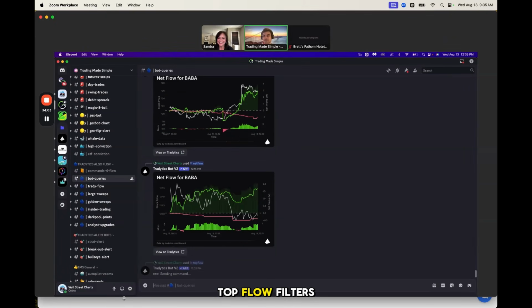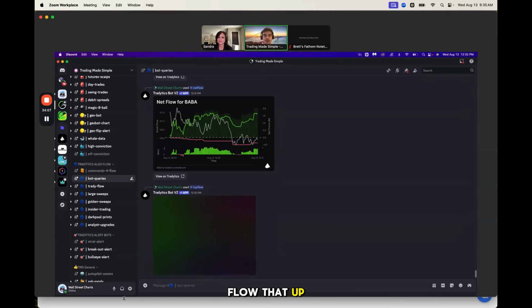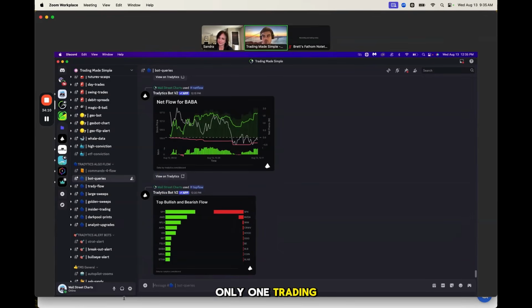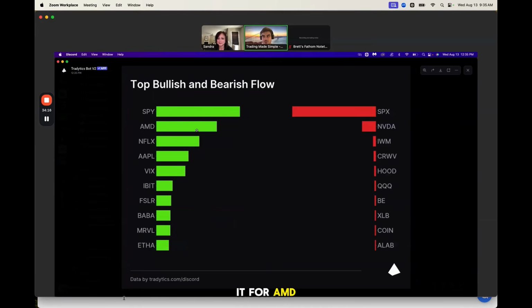So top flow filters you the most bullish and bearish flow data, but only today, only one trading session. So we have it for AMD, Netflix, and Apple. Those would be the top 3 bullish flow stocks from today. Bearish flow, we have NVIDIA. The others, no, I wouldn't take this flow seriously.